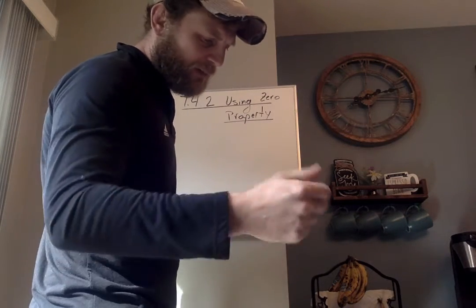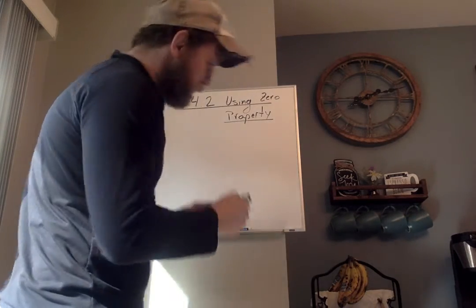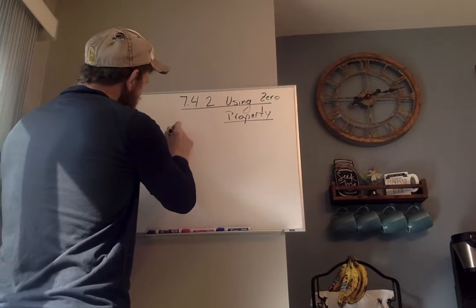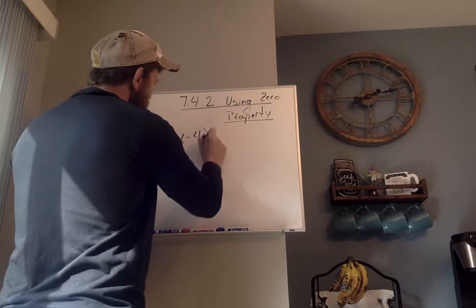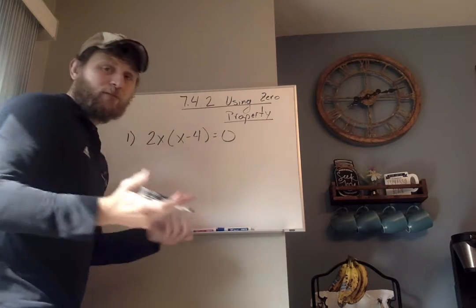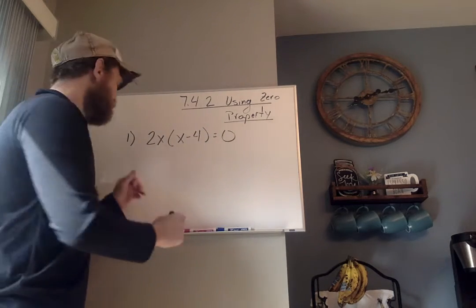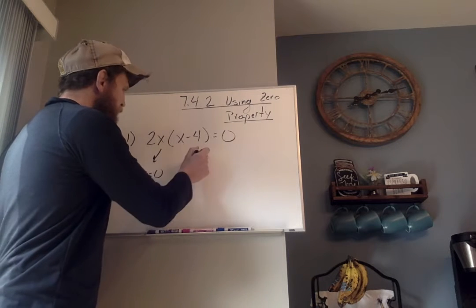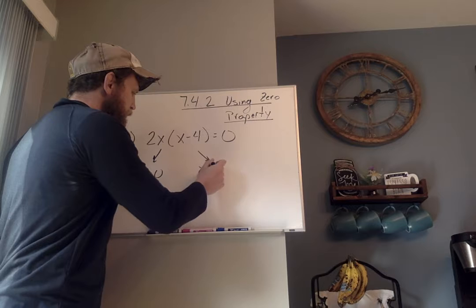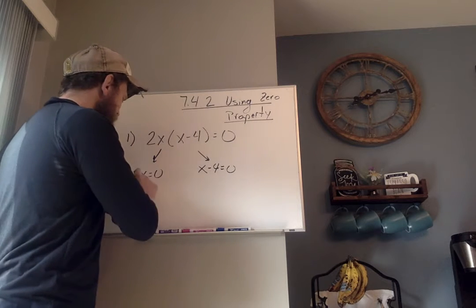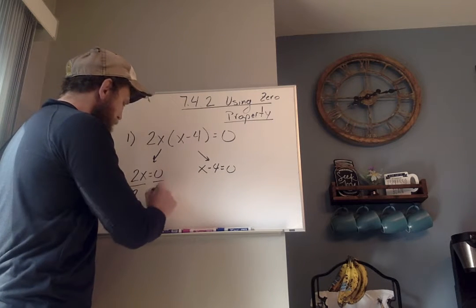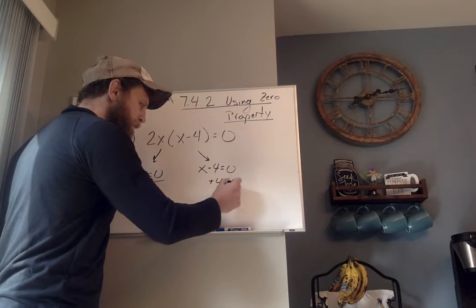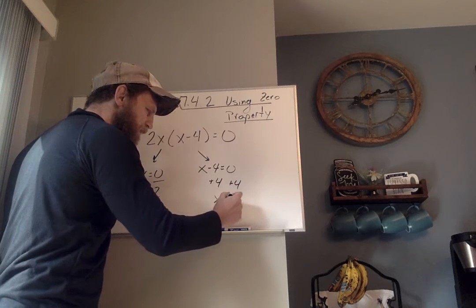But here we go. Number one says 2x times x minus 4 equals 0. So here's how we do it. We say 2x equals 0, or x minus 4 equals 0. Divide by 2, x equals 0, or add 4, and you get x equals 4. That's how you do it.